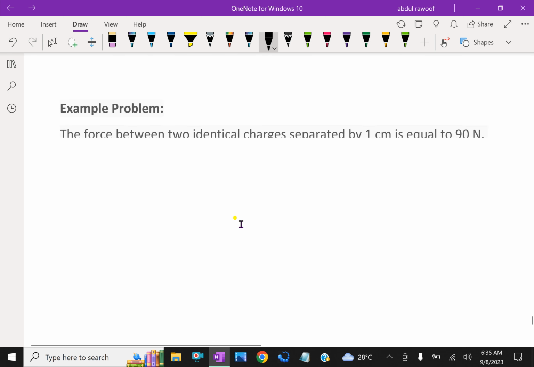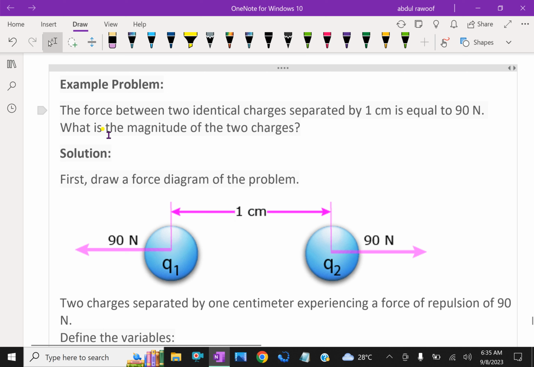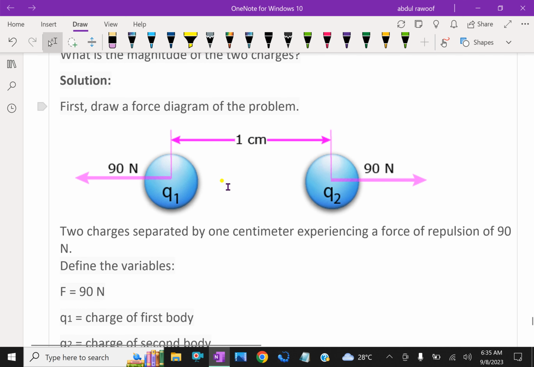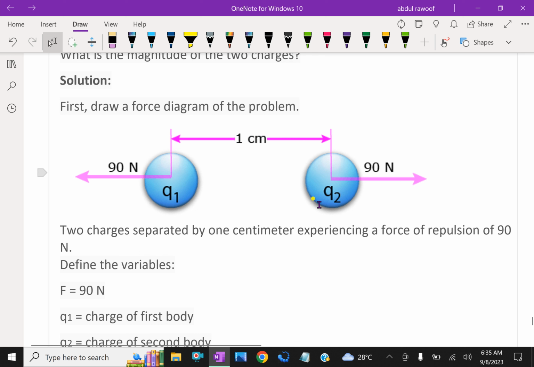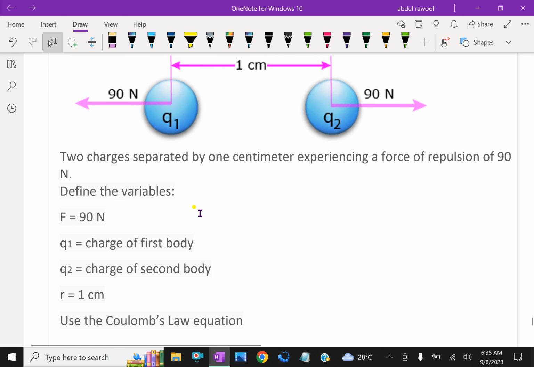Next question. Example problem. The force between two identical charges separated by 1 centimeter is equal to 90 newton. What is the magnitude of the two charges? Here two charges are equal. Let them be Q1 and Q2. Here it is a force of repulsion because both are the same charges. Two charges separated by 1 centimeter experience a force of repulsion of 90 newton.